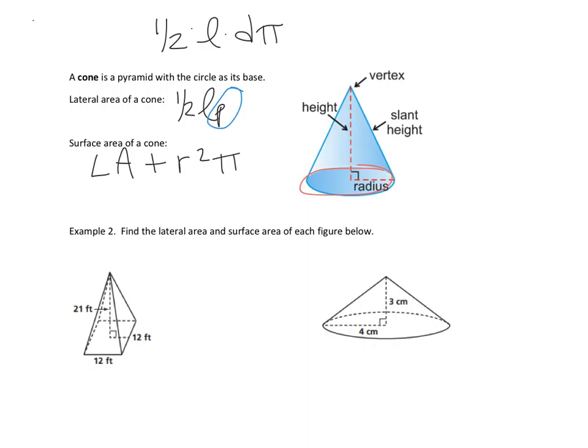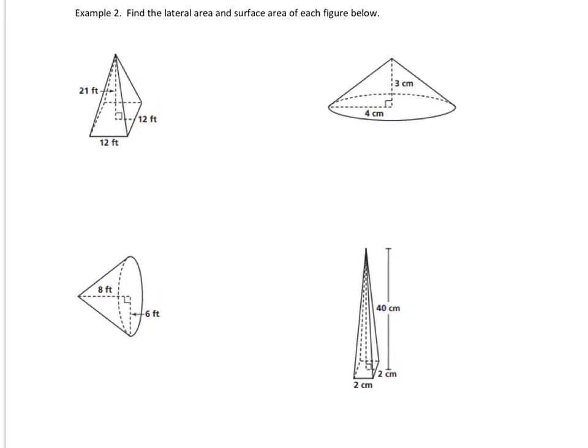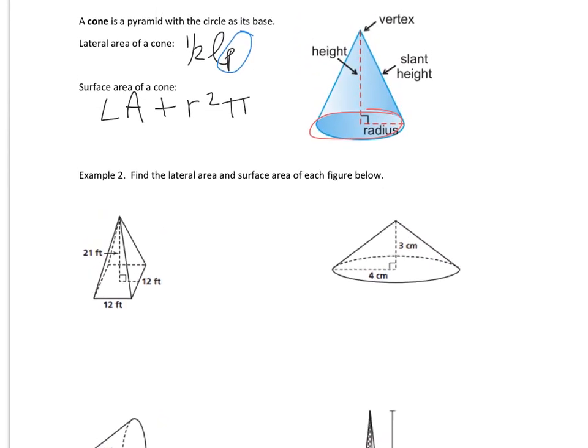So down here we got a mix of different cones and pyramids. So this one I'm going to do lateral area equals 1/2 LP. So lateral area is 1/2. Again, I don't have my slant height in here. So I have a triangle that has sides of 21 and 6. Remember, that's a 6.